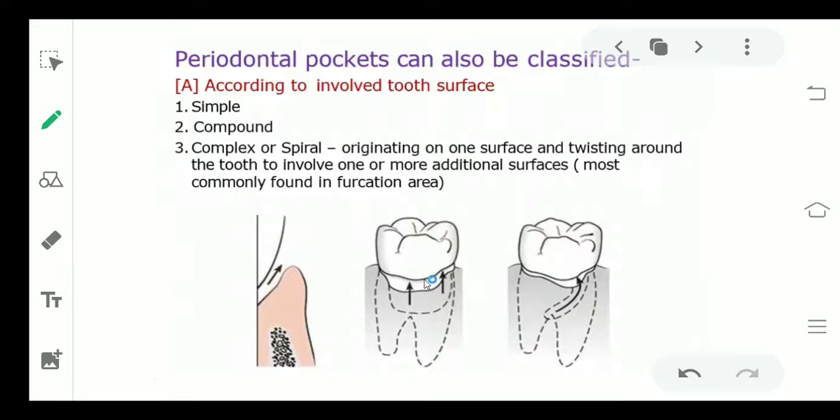Moving to the classification of periodontal pockets, according to the involved tooth surface, either it can be a simple pocket, that means this is a probe, you directly impinge it into the pocket and it's done. Fine, this is a simple pocket.